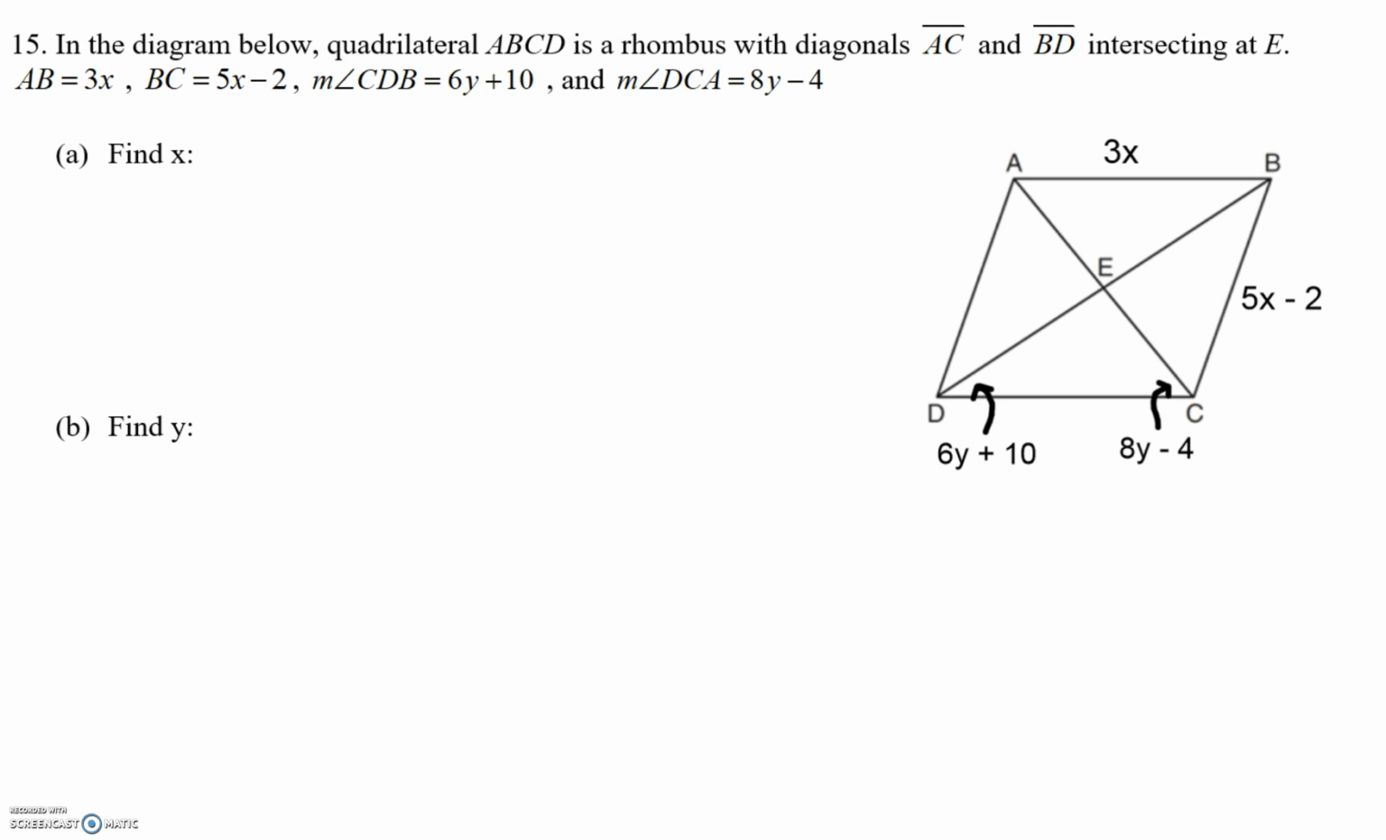In question 15, it says, in the diagram below, quadrilateral ABCD is a rhombus with diagonals AC and BD intersecting at E. So, knowing that it's a rhombus and AC and BD are intersecting at E, we should draw in what we know about diagonals in a rhombus. We know that diagonals in a rhombus are perpendicular, which means that there are 90-degree angles being formed. Let's look at the next piece of information that was given.